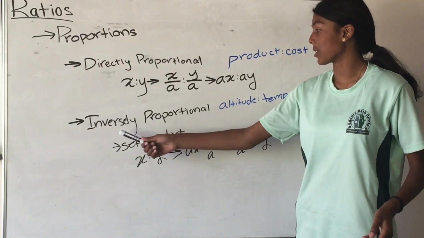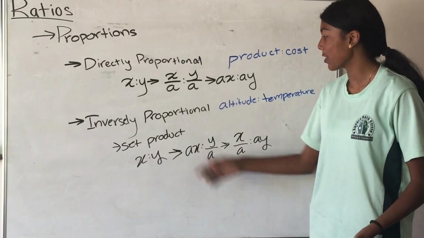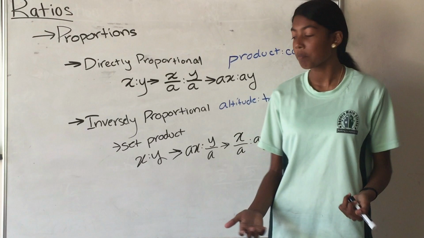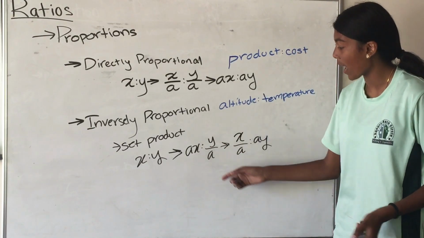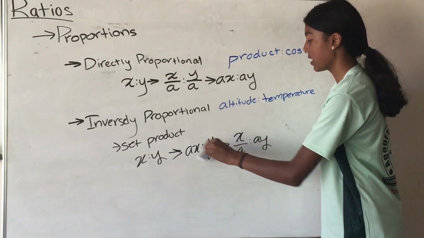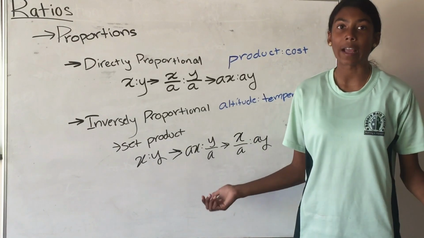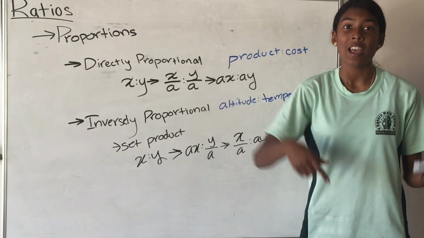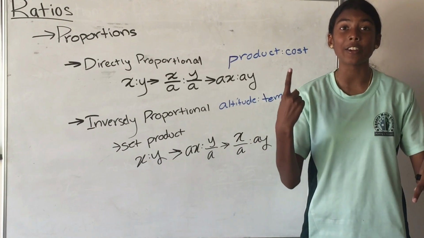So now inversely. There's a set product. So if we were to have our two numbers, x and y, we can have ax times y over a. When you multiply, the a's cancel out. So you still have xy. As in, if one increases, the other decreases. And if one decreases, the other increases.